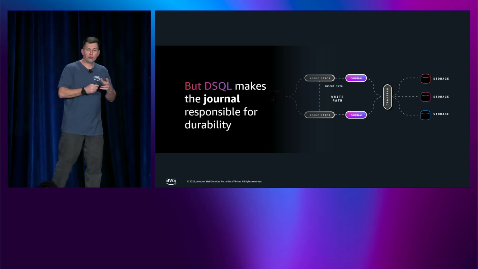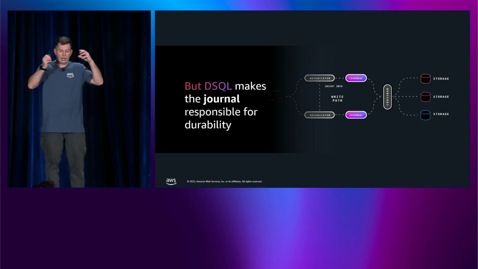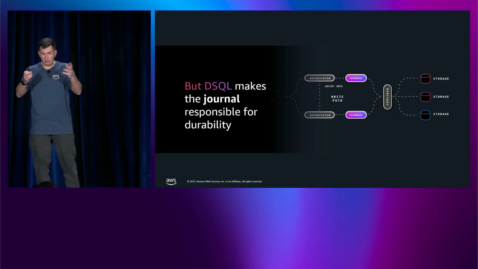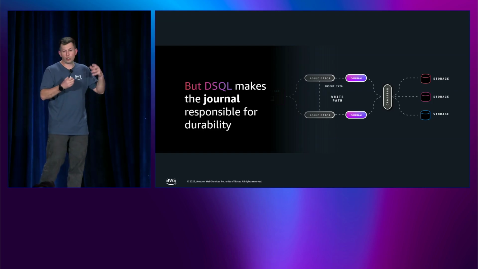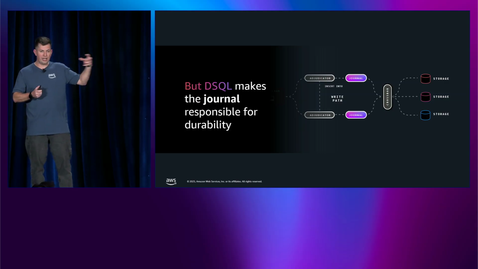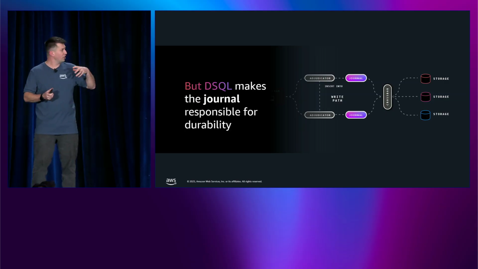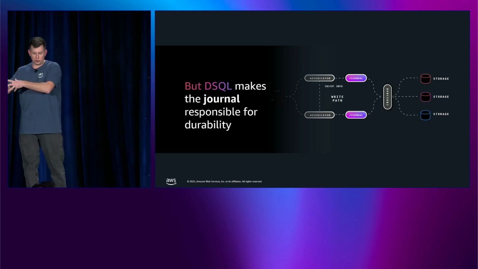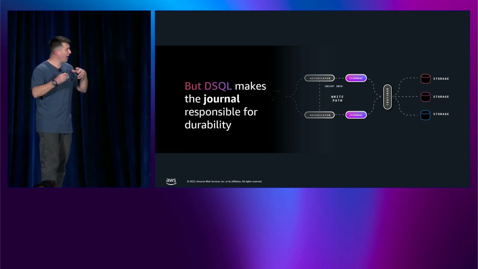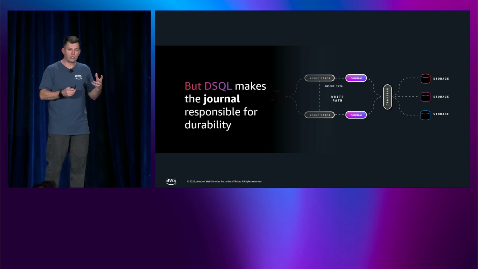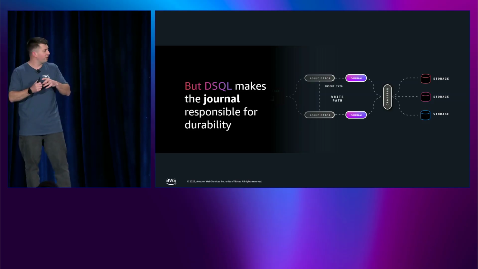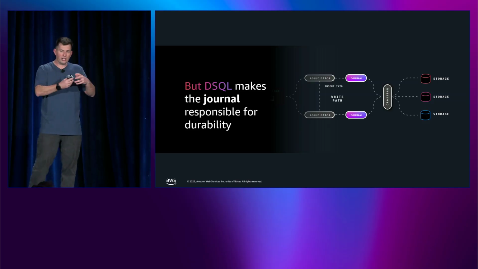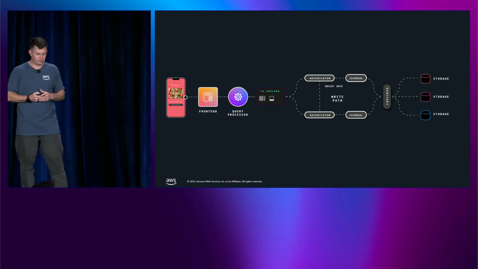Journal coordinates to maintain ordered streams of communication of committed transactions, and then crossbar is pulling the transactions from the journal, routing these transactions to the storage, and using this order to ensure that all the transactions are written to the storage in the proper sequence.